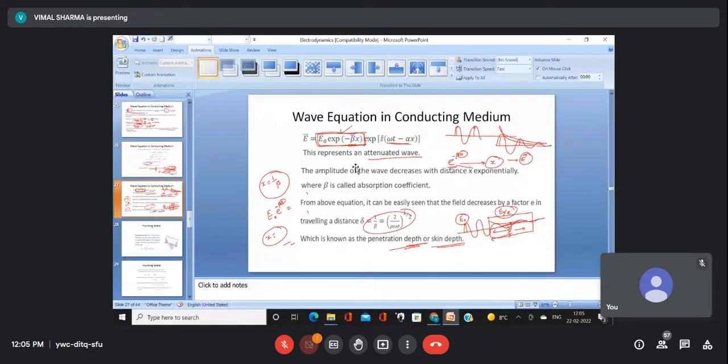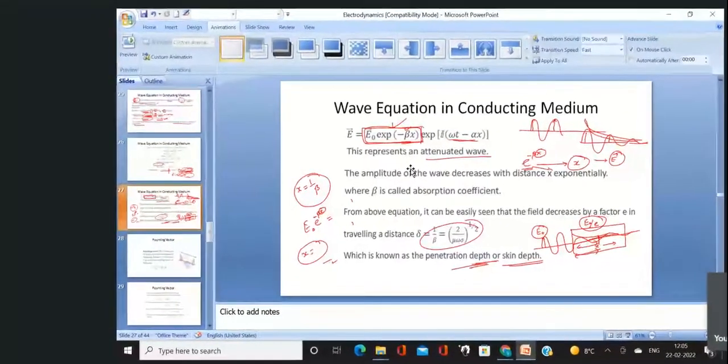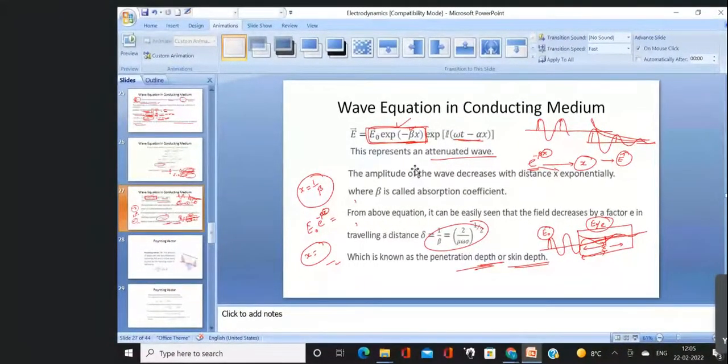And there is no change in amplitude, as we saw in the case of free space, when there is no material medium, it is vacuum. Then there is no attenuation of the wave and the amplitude remains the same. Then next is the electromagnetic wave.